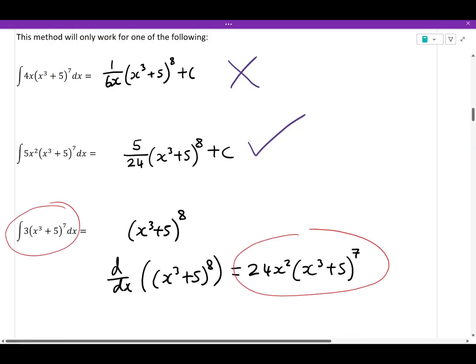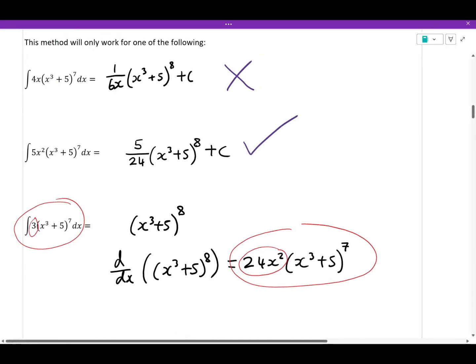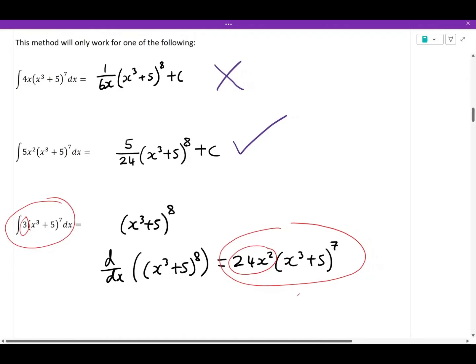Then we are going to compare what I've ended up with down here to my initial integral. We've got 24x squared in front of the bracket here, whereas we have 3 multiplying the bracket here. So the question we need to ask ourselves is, how do I get from 24x squared to 3? Just as before, we're going to take the 3 and divide it by the 24x squared, and that's what we need to multiply by. We would have 3 over 24x squared, which simplifies down to 1 over 8x squared.